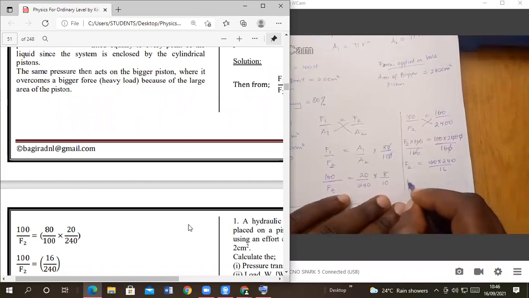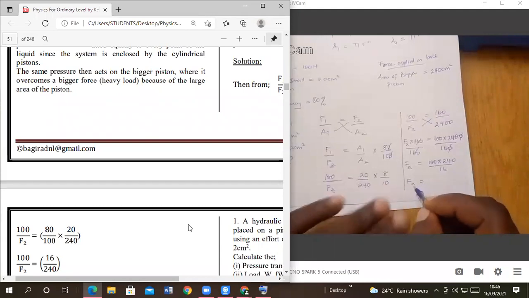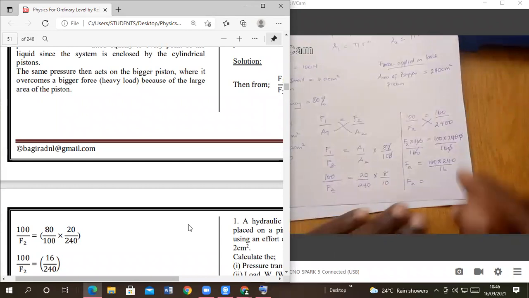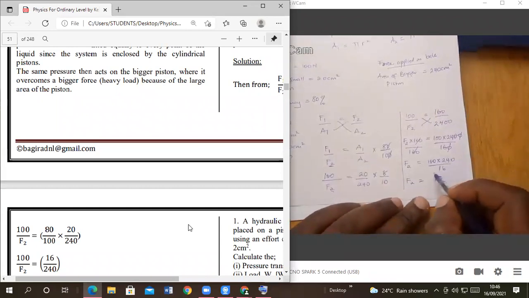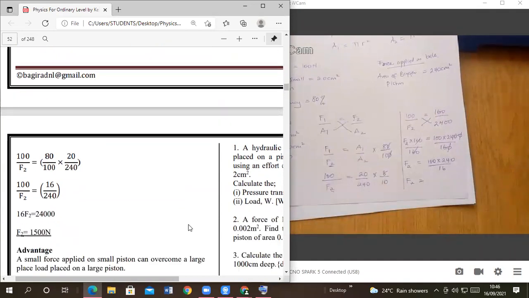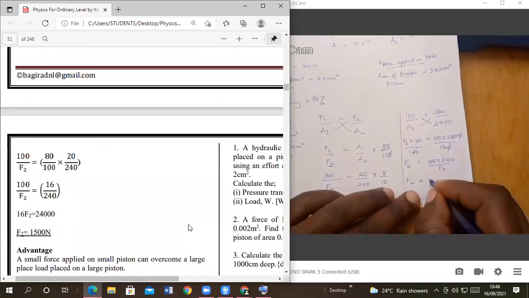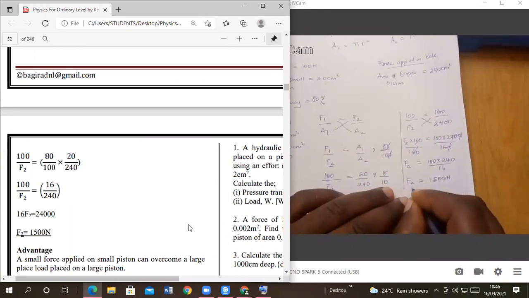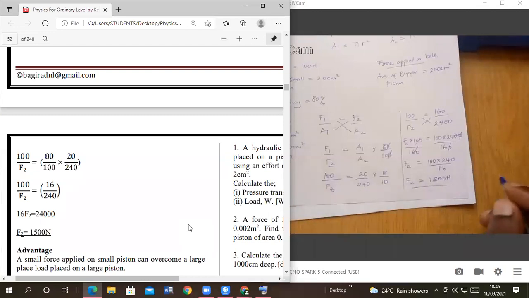So what do you get as F2? If you use your calculator, what do you get as F2 there? Use your calculator. You get 1,500? Yes, you get 1,500 newtons.